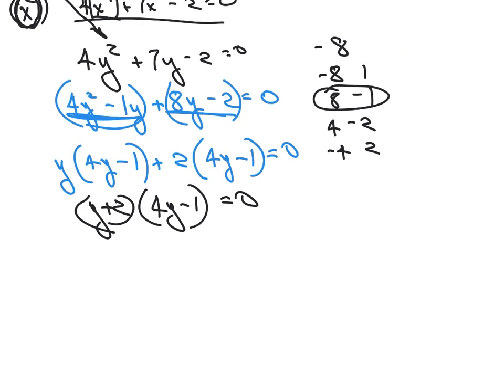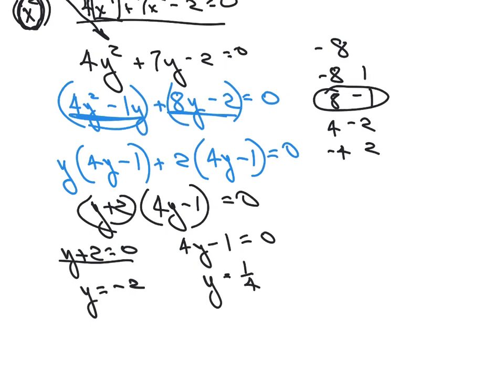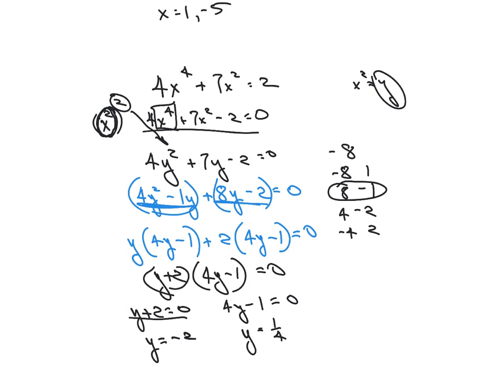Okay, and we keep going. y plus 2 equals 0, and 4y minus 1 equals 0. So when we do the math there, y equals negative 2. And when we do the math here, y equals 1/4. So that's what y equals. We don't have any y's in our original problem, so we cannot leave it that way.